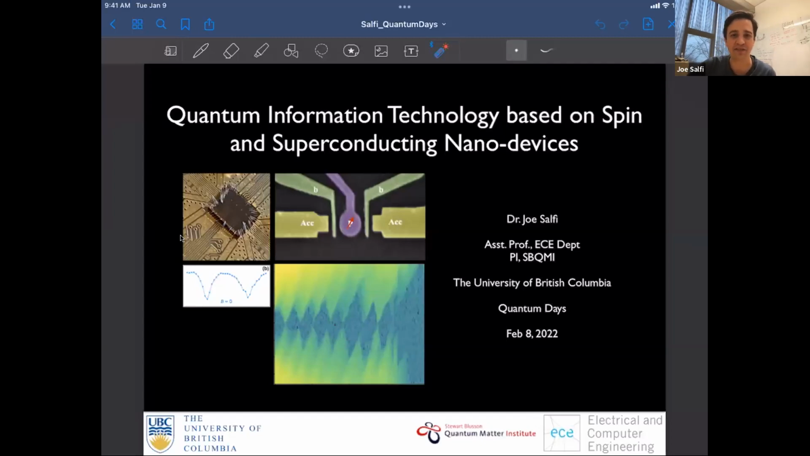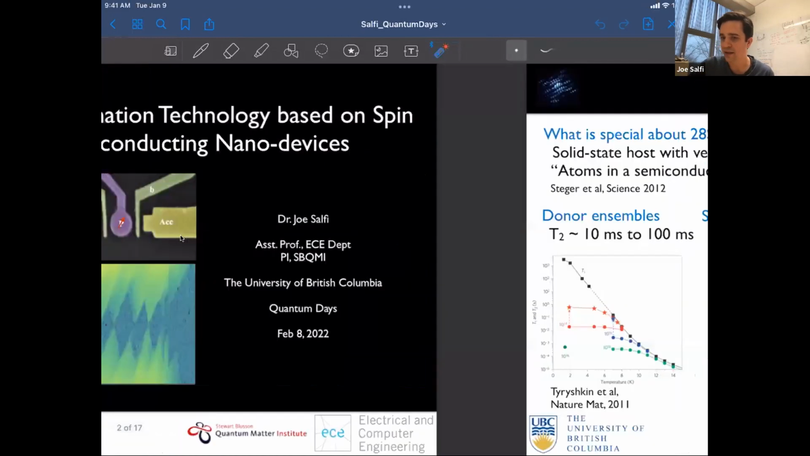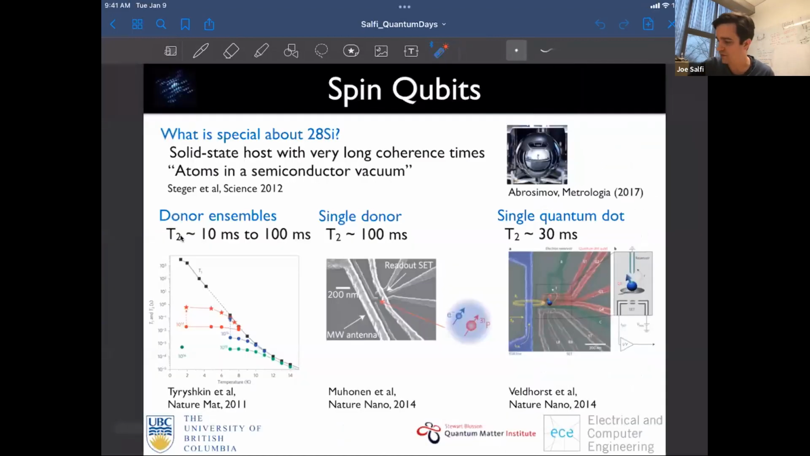So yes, I'm going to talk about quantum information technologies based on spin and superconducting nano devices today. And I'd like to thank the organizers for the chance to give this talk. So the first thing I want to talk about is spin qubits, which sort of forms the backbone of my research.